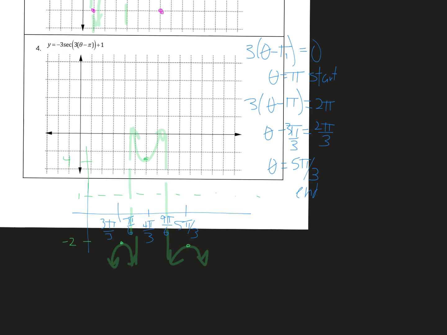negative 3 cosine starts 3 below your 1, which is at negative 2, ends the same place, and then halfway in between goes 3 above my 1, which is 4. Then halfway in between 3 pi over 3 and 4 pi over 3, you found where your cosine curve would hit the midline. Now this is the secant, so that's where we have the vertical asymptotes. And then we have a swoopy down, swoopy up, swoopy down. And that is it.